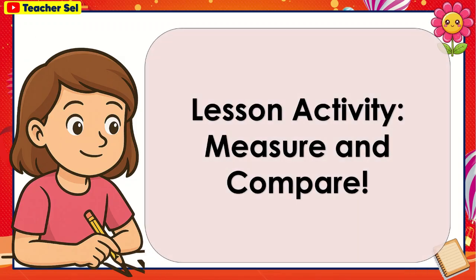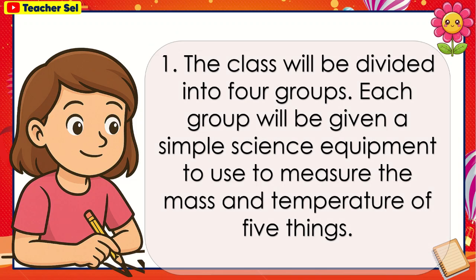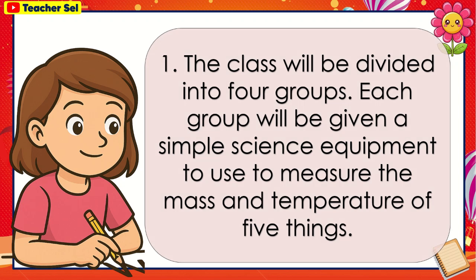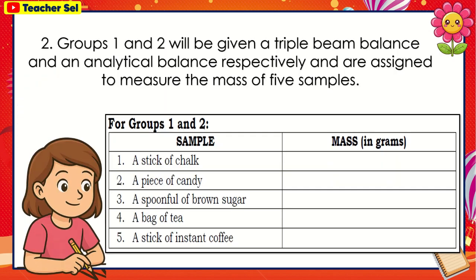For your lesson activity, measure and compare. The class will be divided into 4 groups. Each group will be given a simple science equipment to use to measure the mass and temperature of 5 things. Groups 1 and 2 will be given a triple beam balance and an analytical balance respectively and are assigned to measure the mass of 5 samples. For the sample, we have a stick of chalk, a piece of candy, a spoonful of brown sugar, a bag of tea, a stick of instant coffee.